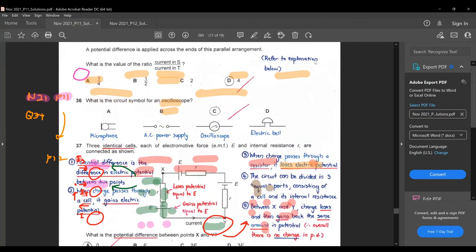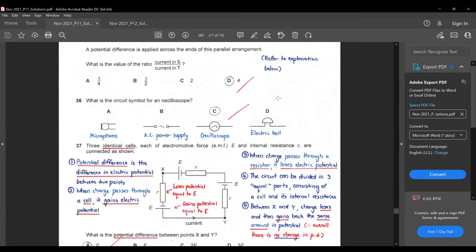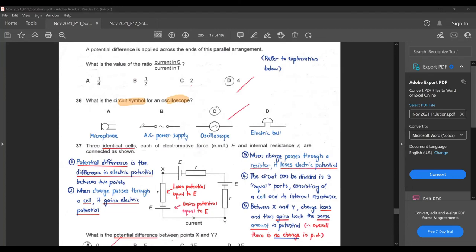Right, so that one is for this. Then for 36, this one is something like common knowledge. They're asking you what is the circuit symbol for an oscilloscope. In your syllabus, you are required to know the common symbols for certain electrical components. This symbol here is a microphone. This symbol with the wavy portion, a wave or rather an inverted S, is an AC power supply. This one here is your electric bell. The symbol for an oscilloscope is actually this one.